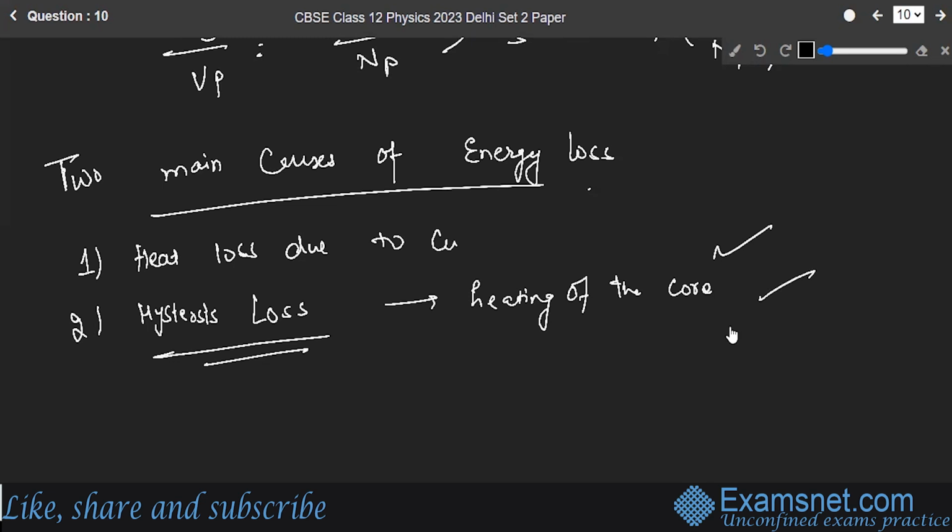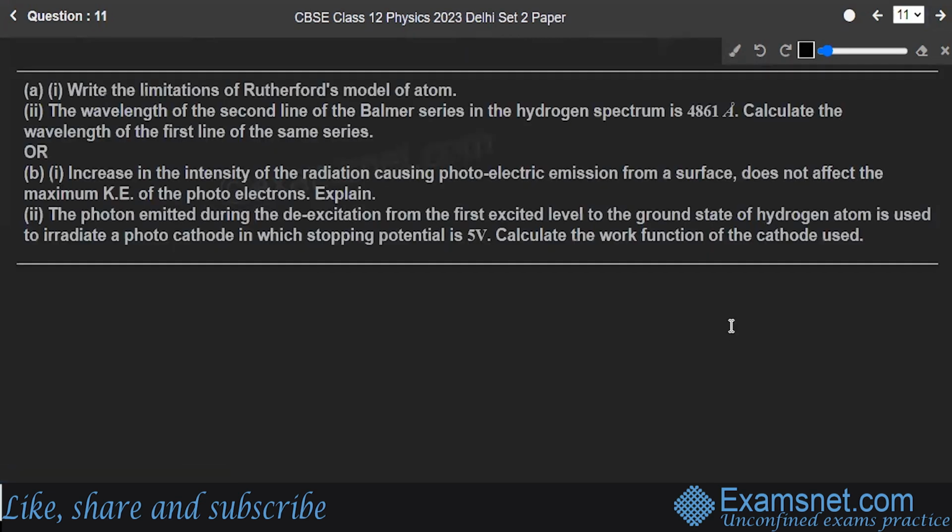Let's move to the next question, number 11. It says, write the limitations of Rutherford's model of atom. This is a theoretical question. You must be aware of it. Quite an important one, actually. Okay, the second one, before moving, this is a lengthy question. It has a choice, A and B part. A is already divided in 2 parts. B is also divided in 2 parts. So let's start with the A part first.